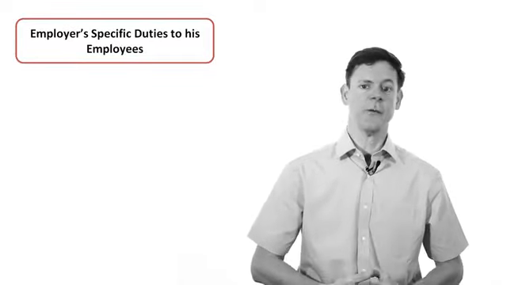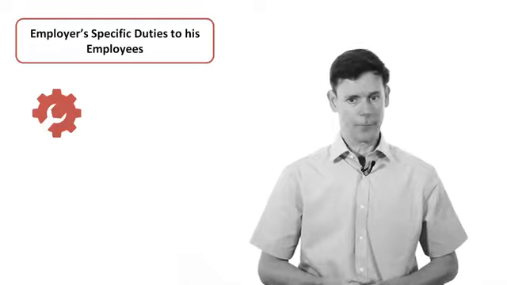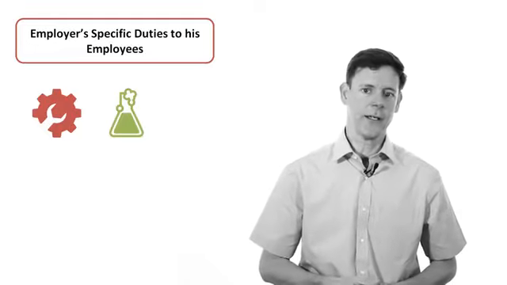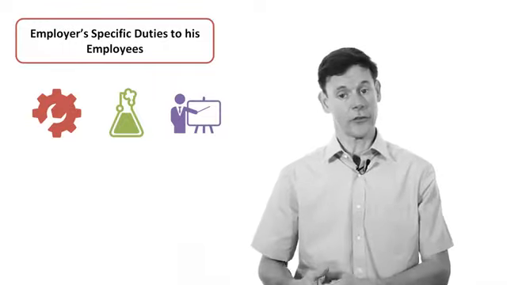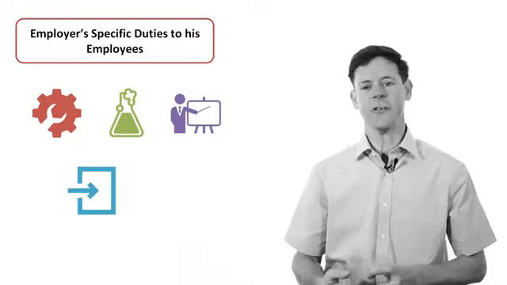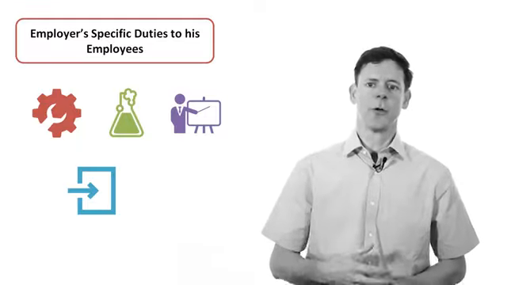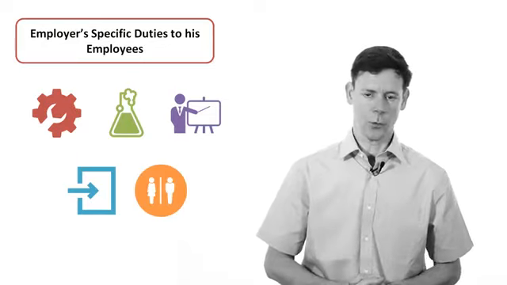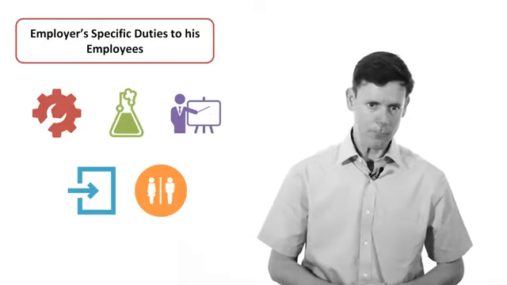The employer is also given specific duties under the Health and Safety at Work Act towards his employees. The employer has a duty to provide safe plant and systems of work, safe use, handling, storage and transport of articles and substances, information, instruction, training and supervision, and provide a safe workplace with safe access and egress to and from it. The employer also has a duty to provide a safe work environment with access to adequate welfare facilities.